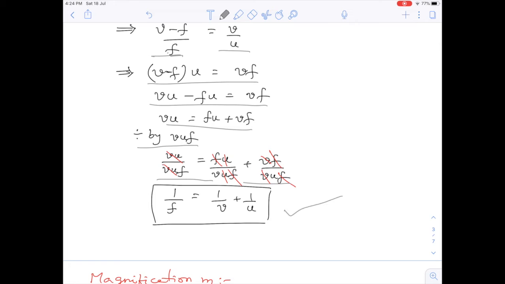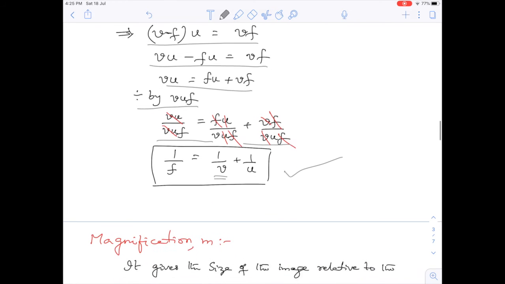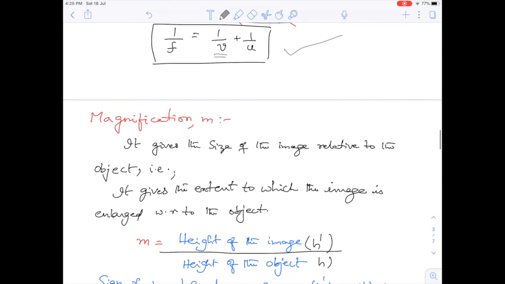Then you get this equation. So, this is your mirror formula. Now, using this mirror formula, given these values, either object distance and image distance, focal length can be found out, or focal length and object distance are given, image distance can be found out. Either of the two you have to have, then the other third parameter can be found out. So, this is very helpful.